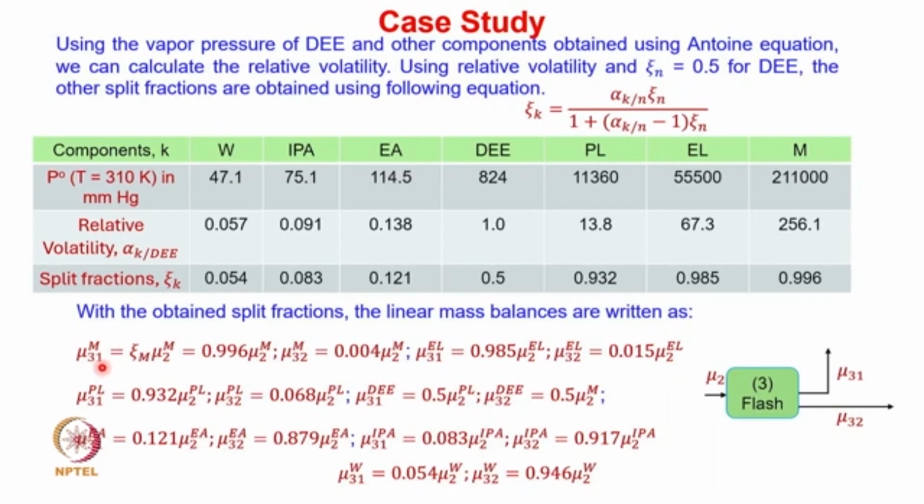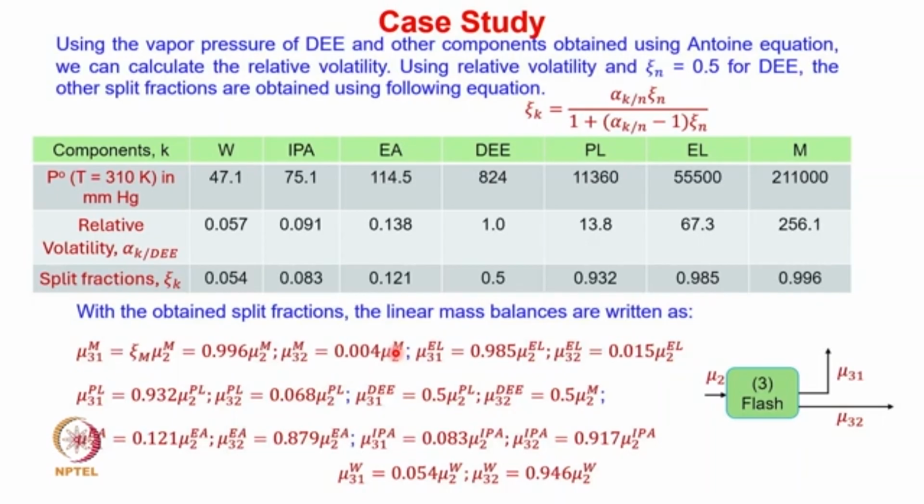For instance, what will be the molar flow rate of methane in the vapor stream? We can directly calculate it as its split fraction multiplied by mu 2m, isn't it? So that is 0.996 into mu 2m. This is the methane present in the vapor stream, and the methane present in the liquid stream will be 1 minus zeta m into mu 2m. So 1 minus 0.996, that will be 0.004 into mu 2m.